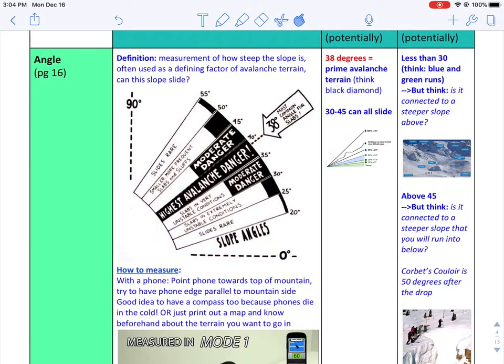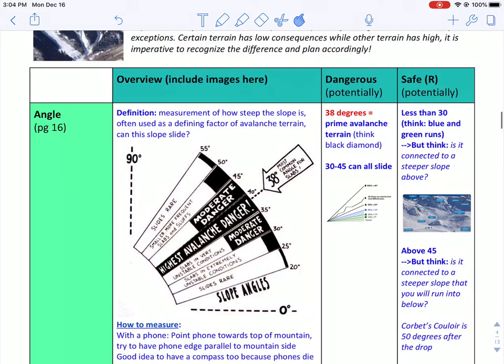Then you guys are going to do the rest, looking at the resources on the class log. So you might need to pause this as I'm going to go pretty quickly through it. But the definition of angle is how steep a slope is. It's a measurement. And really we're thinking about, can this slope slide?